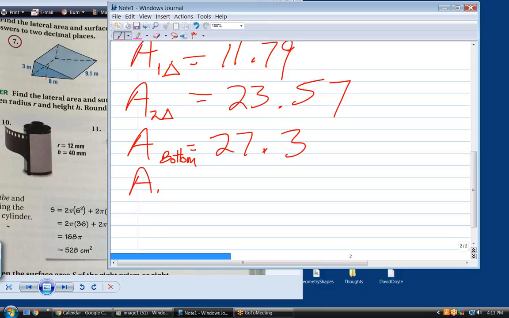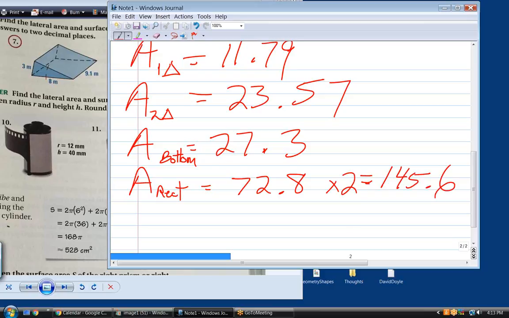We have, call it a 9.1 rectangle, since I don't know what else to call it. What's the area of that rectangle? 9.1 by 8, times 2 for both of them. Okay, so that's 72.8 times 2 equals 145.6.